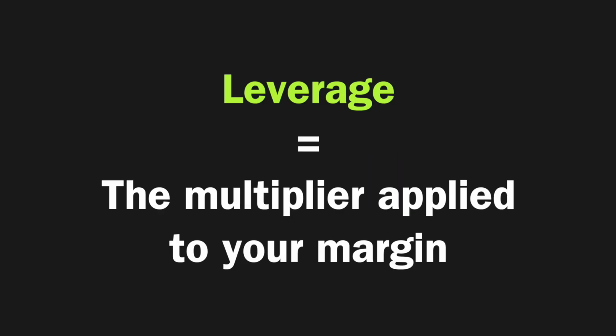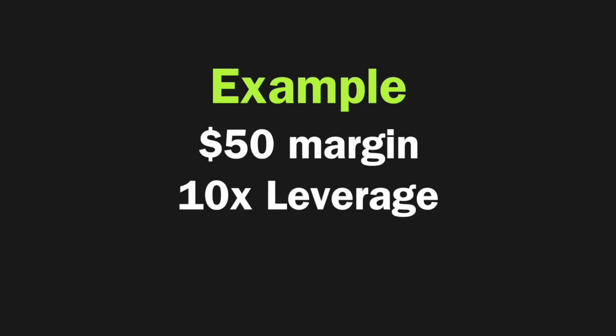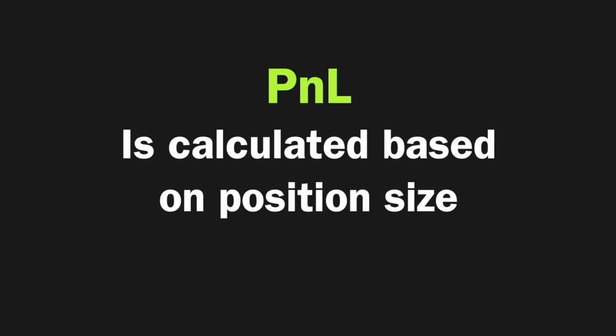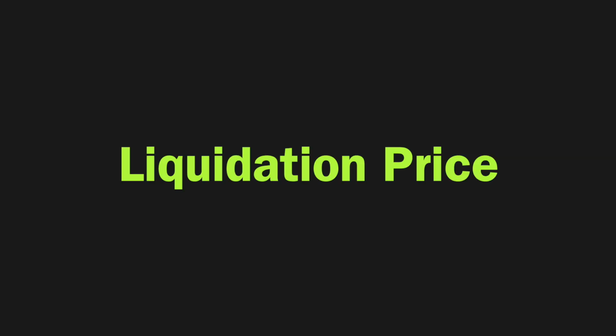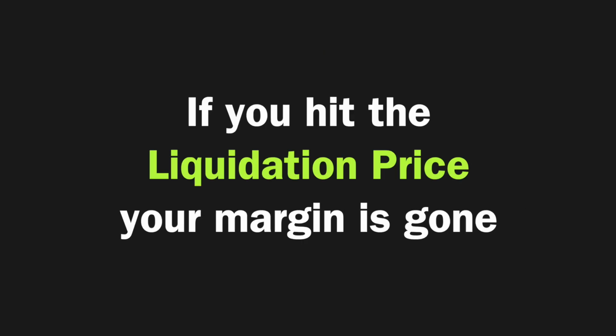Next up, leverage. This is the multiplier applied to your margin. If you put down $50 of margin and use 10x leverage, you're now controlling a $500 position. Your profits and losses are calculated based on that full $500 position size. Liquidation price. This is the price at which your position gets automatically closed by the exchange because your losses have used up your entire margin. Once you hit your liquidation price, that margin is gone.